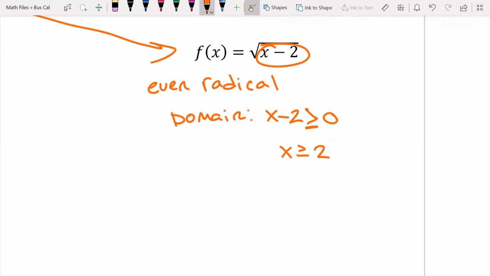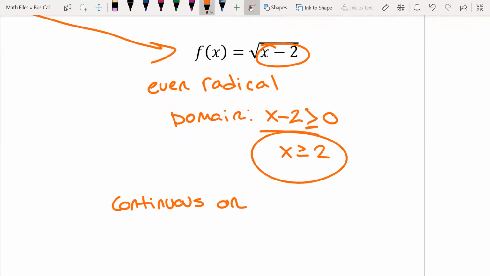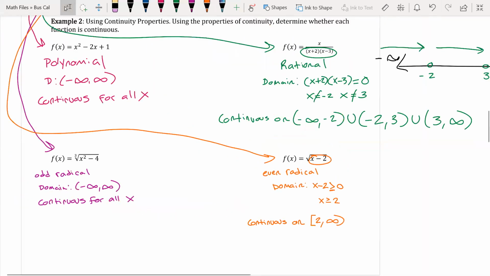And there's our domain, which tells us where we are continuous at. This says that this even rooted function is going to be continuous for any x value greater than or equal to 2. So I'll say continuous on, and how would I put x greater than or equal to 2 into interval notation? What number would I start at? 2. And what type of notation would that get? A parentheses or a bracket? Bracket. 2. And if we have to be greater than 2, where are we headed? Positive infinity. There you go. And that's it, guys. Well, for that page.